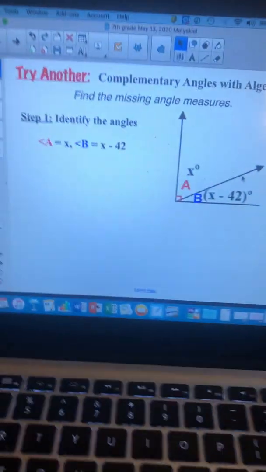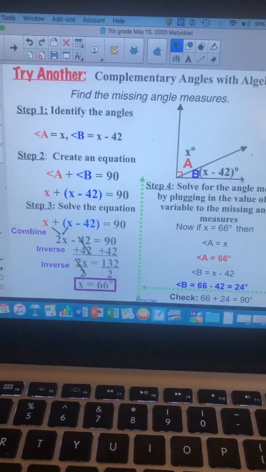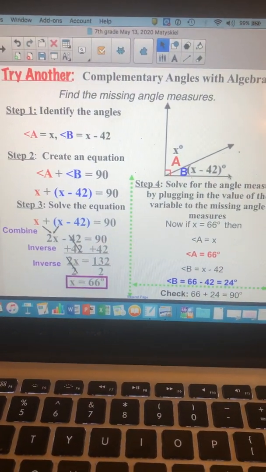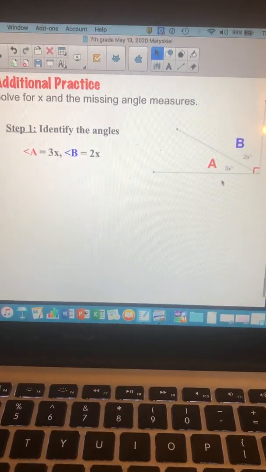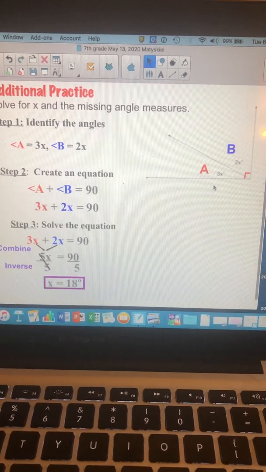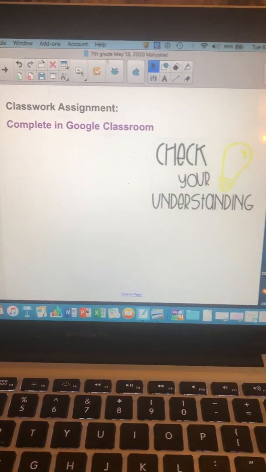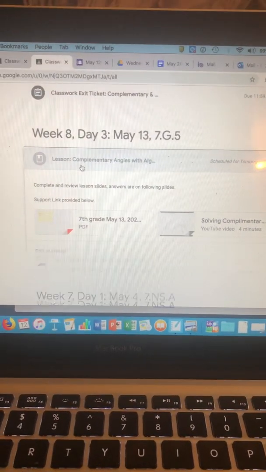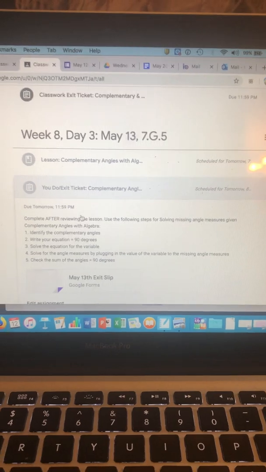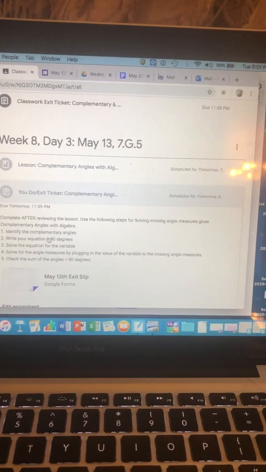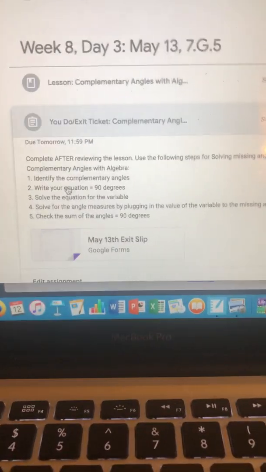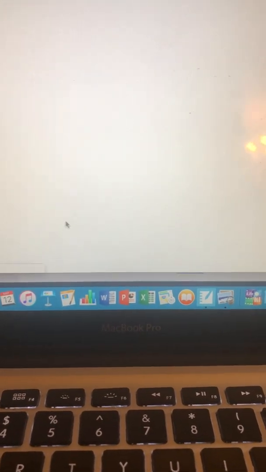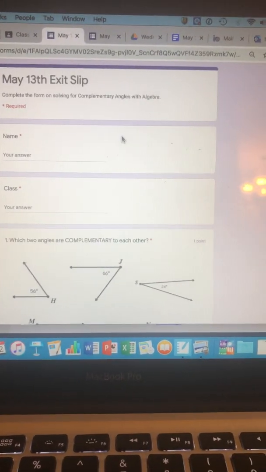Okay? Everything I just did is modeled here as well. So you have it in the lesson to make sure you can follow along if I went too fast or too slow for any of you. There's an additional question here. I'll have you guys look at that on your own, and then you have your exit slip for the day. So that is located under your classwork tab. You'll click on the You Do Exit Slip. Okay, I put the steps here that we went through together as well, just as a reminder. And then you have your exit slip right here. So let's just make sure we all can do this.